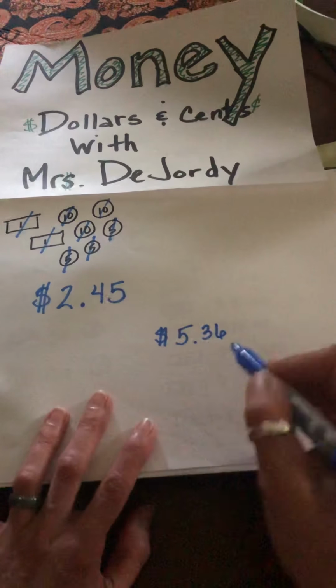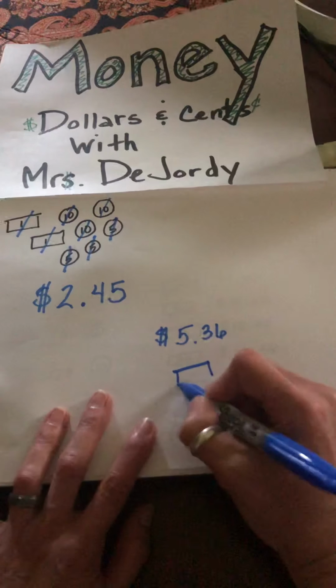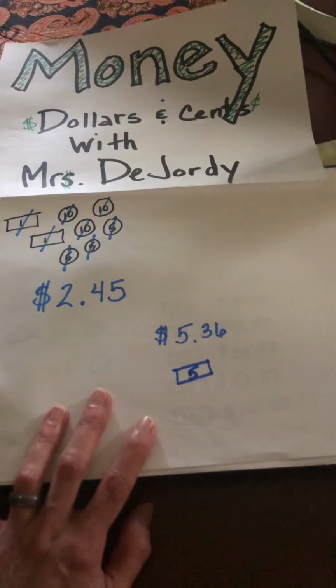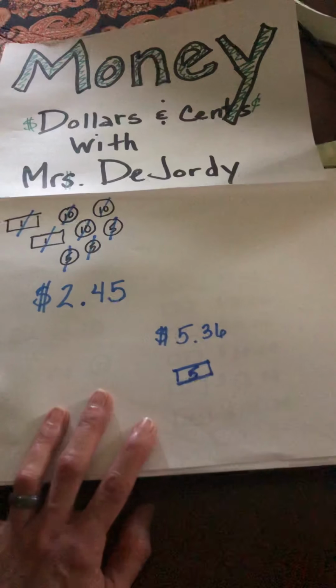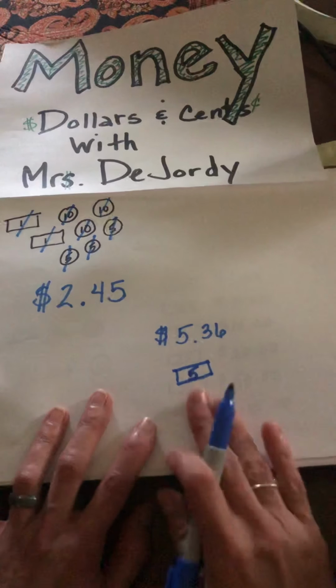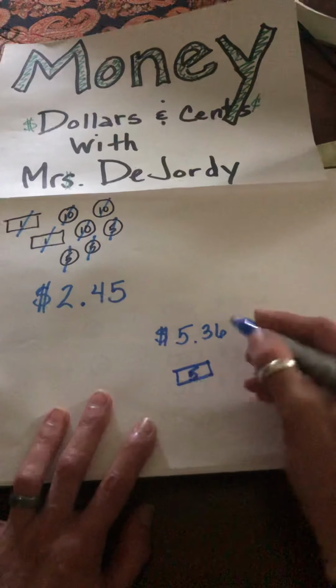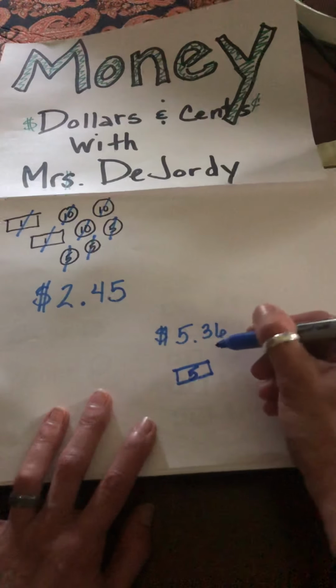So I'm going to draw the coins that represent this and the bills. So I'm going to put a 5. I could have done 5 ones if I'd wanted to. I could do 5 ones instead of a 5, but I want to do it the most efficient way. So I want to use the least amount of bills. So I'm going to just do a 5. And then I'm going to write in my coins.